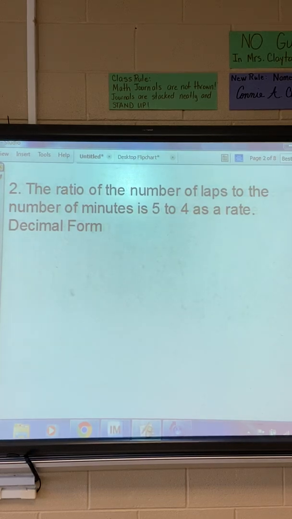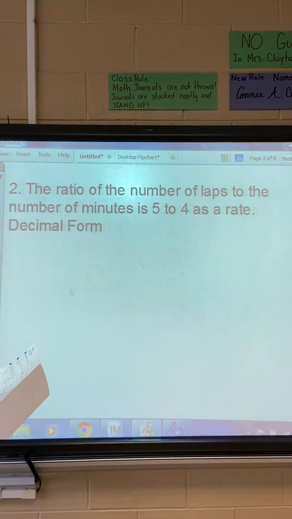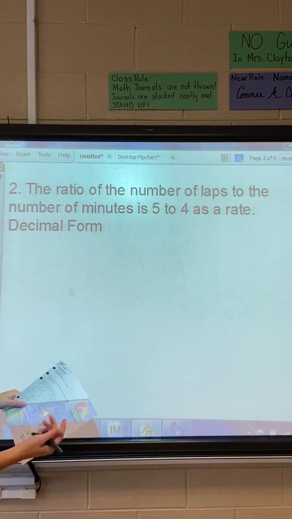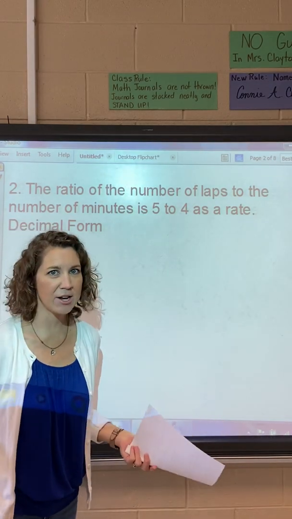Lesson 17, question number 2. The ratio of the number of laps to the number of minutes is 5 to 4. And we want to write that as a rate. And we're going to use decimal form. So, like I told you a moment ago, rate is when we divide out the ratio.